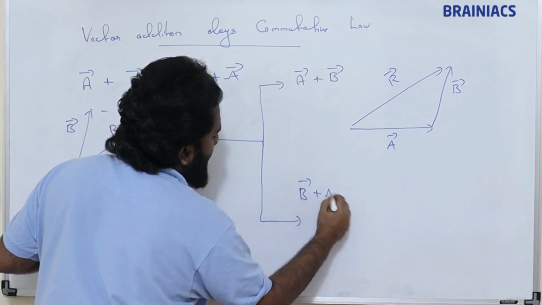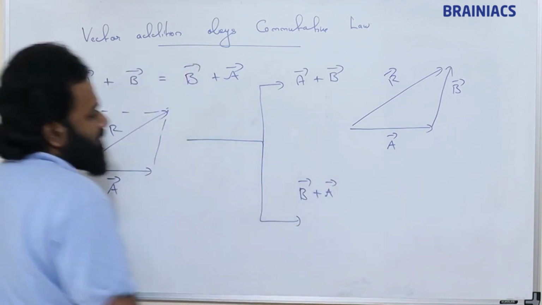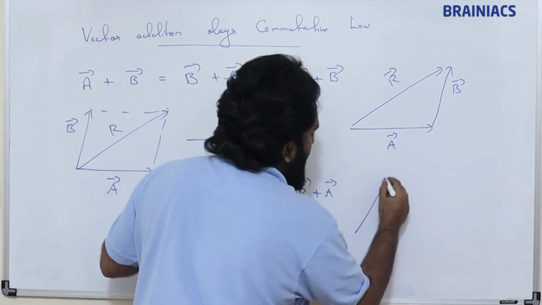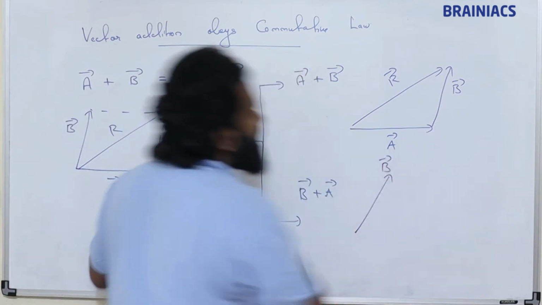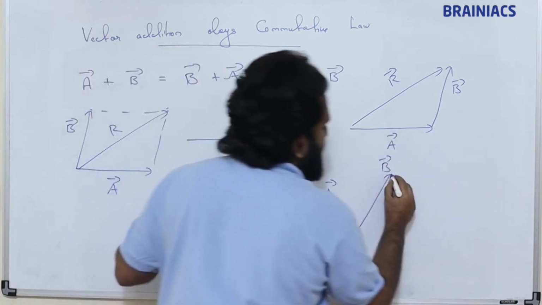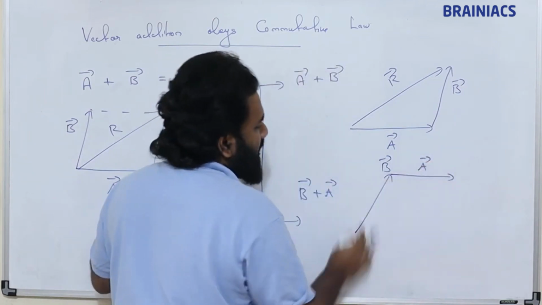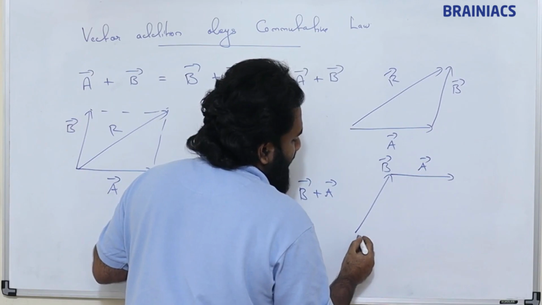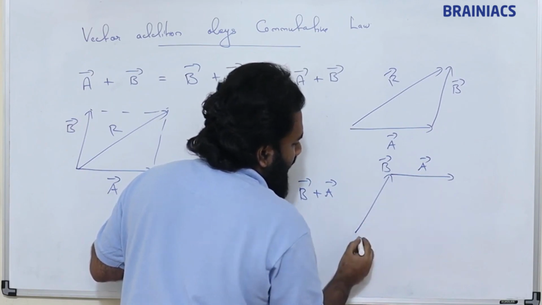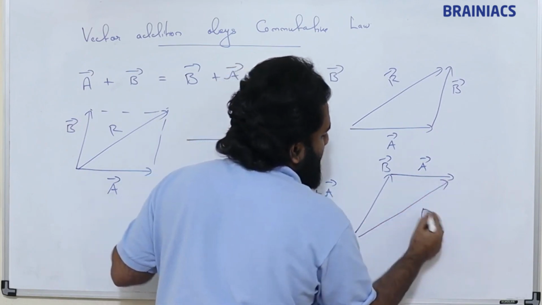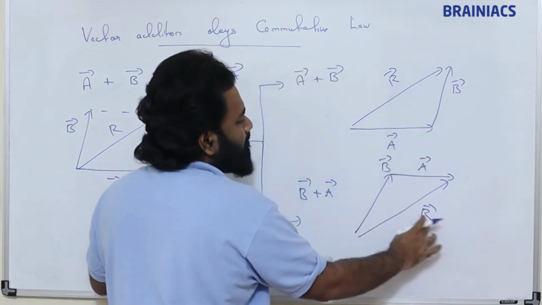Vector B plus vector A. So first we will draw vector B. This is vector B. Now vector A. Now what will be the resultant? The third side of the triangle in the opposite order. This is the resultant.